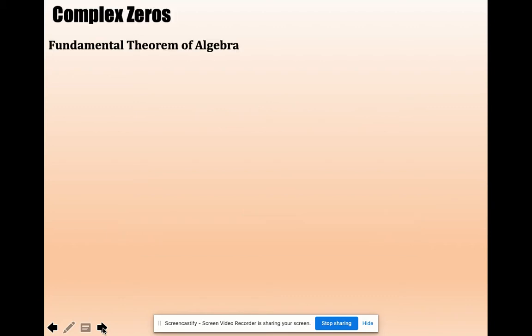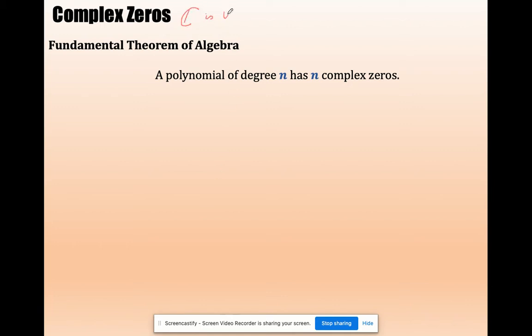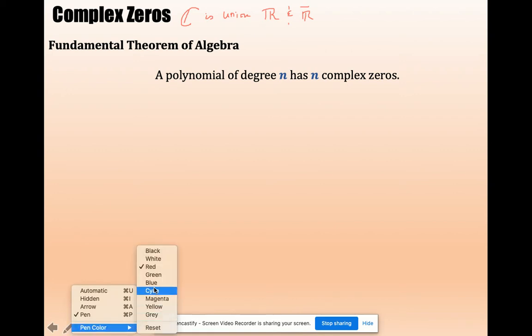Just to remind you of the fundamental theorem of algebra, which you had last year as well. A polynomial of degree n has n complex zeros. Now remember, complex zeros include the numbers that, right? The complex set of numbers is the union of the real and the non-real, right? So every real and non-real, so every number you've ever dealt with is a complex number, right? You just didn't know it, and you didn't need to call it a complex number.